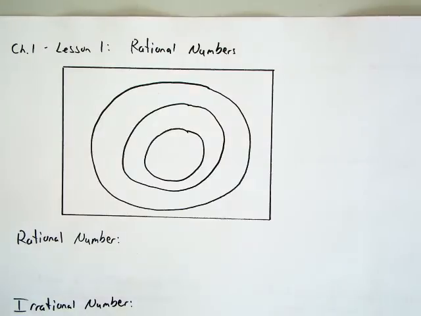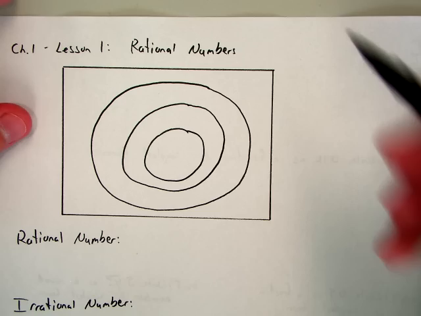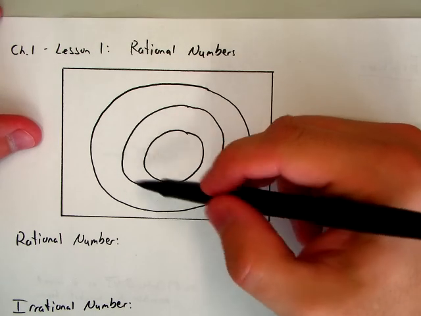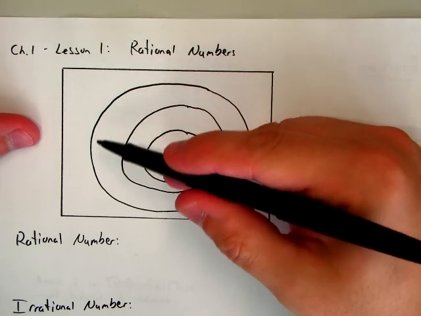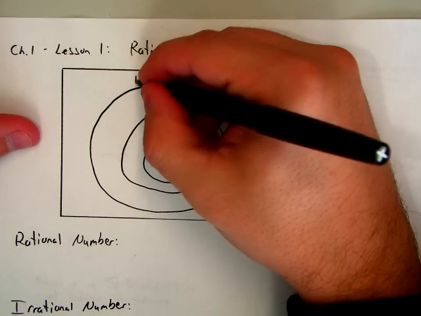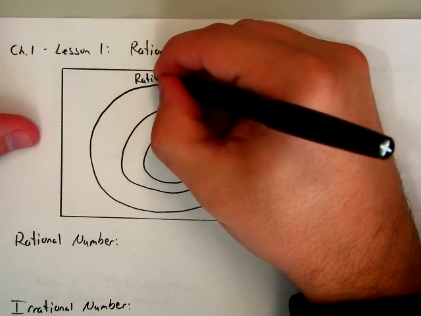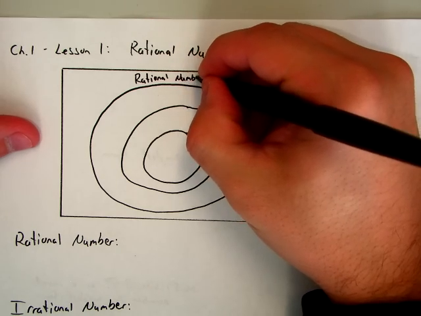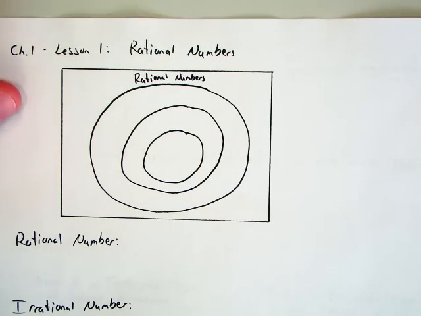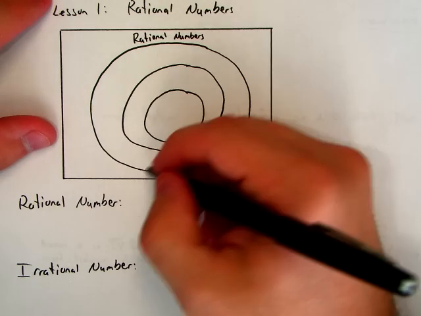All right, today we're going to be talking about 8th grade, Chapter 1, Lesson 1. This is all about rational numbers. When we talk about rational numbers, it's a set of numbers, and in fact, it's all of these numbers in here. So we're going to label this entire box as rational numbers.